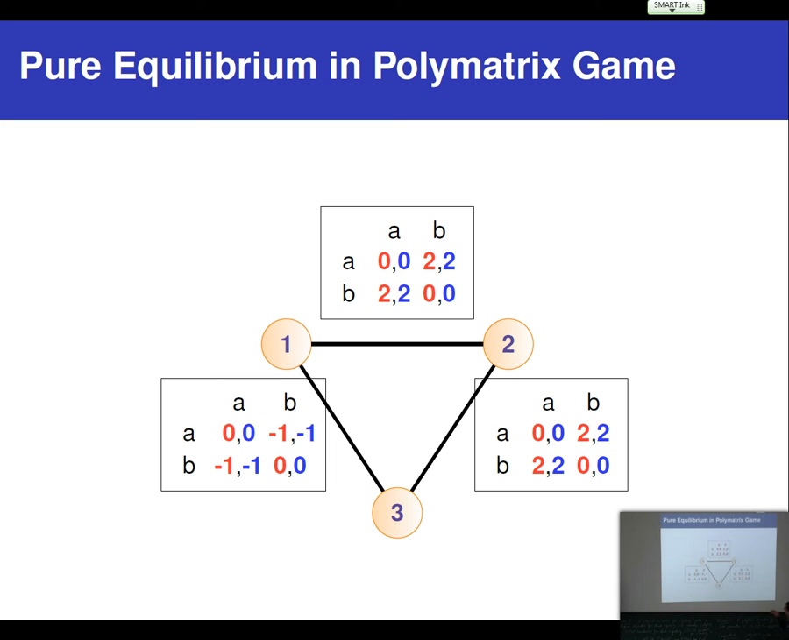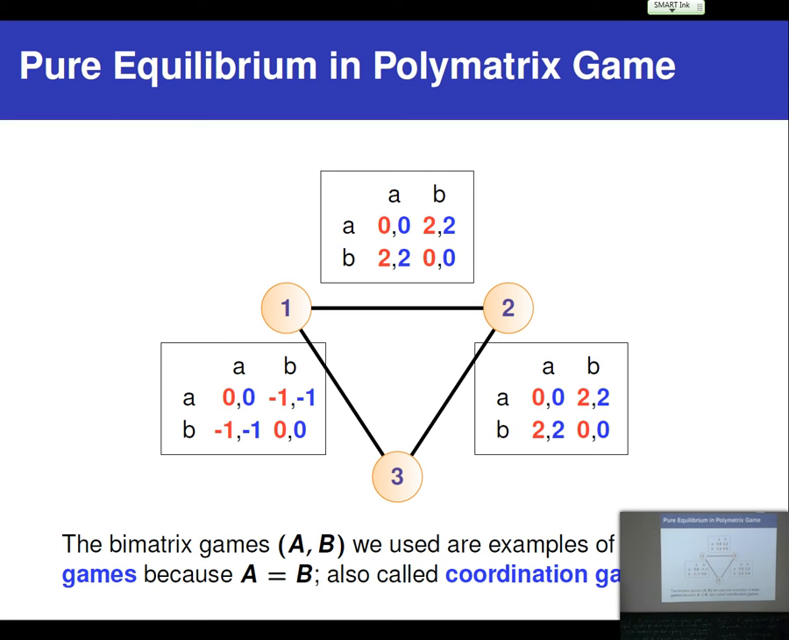You're picking up payoffs based on your choices. Each player chooses either A or B, some of them on the A side, some of them on the B side, and essentially you're encoding the value of the cut. When I say a team polymatrix game, also called a polymatrix coordination game, the restriction here is that A equals B.